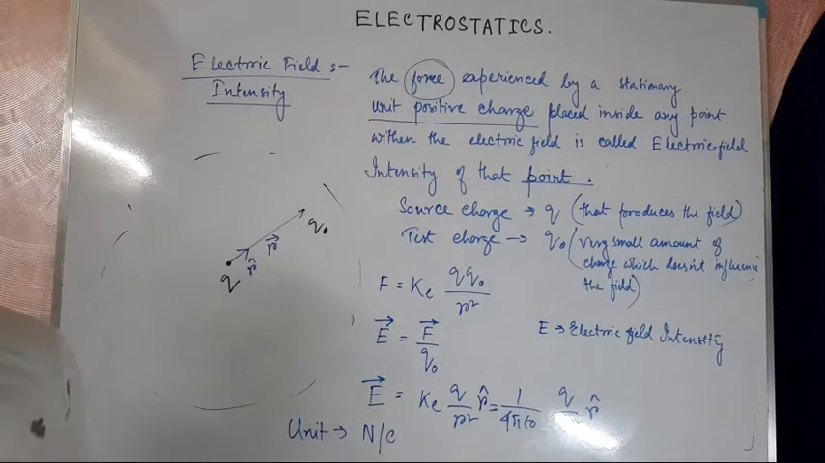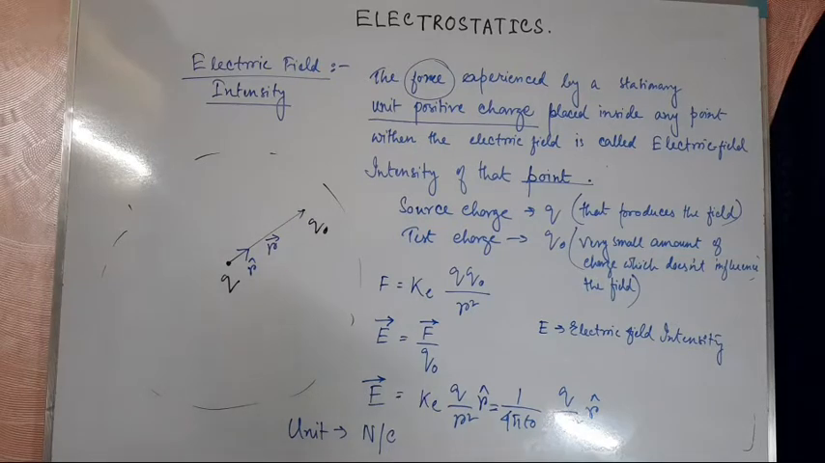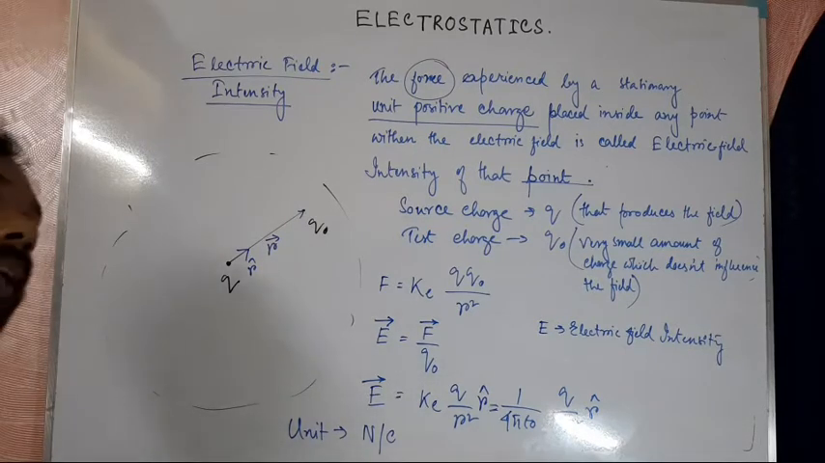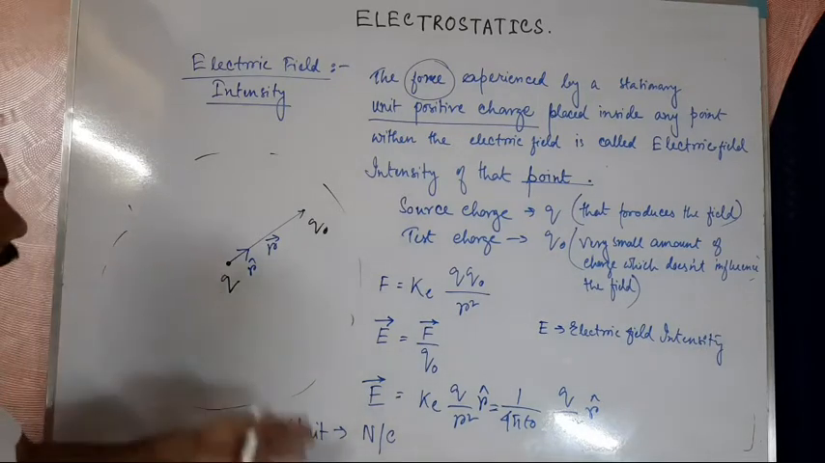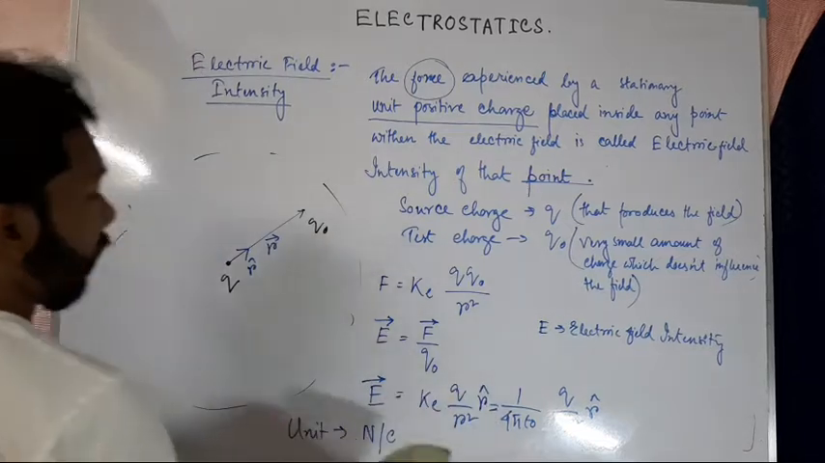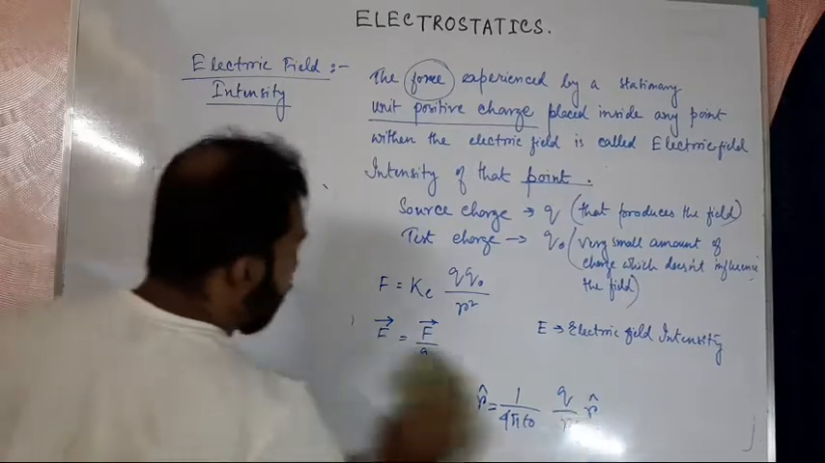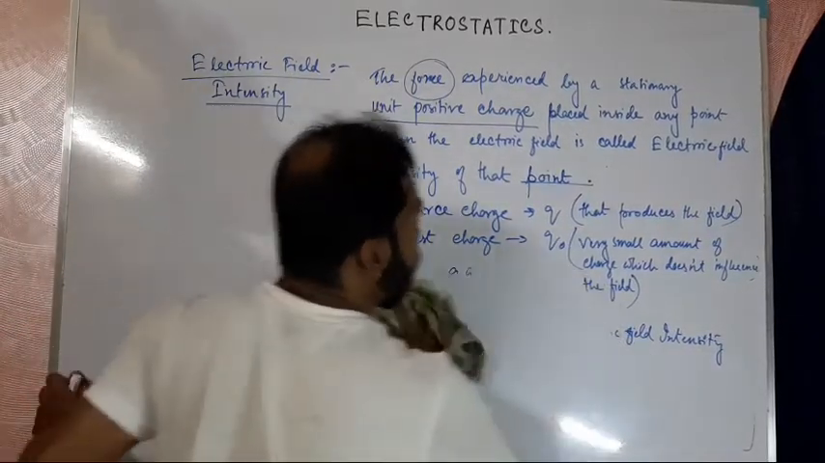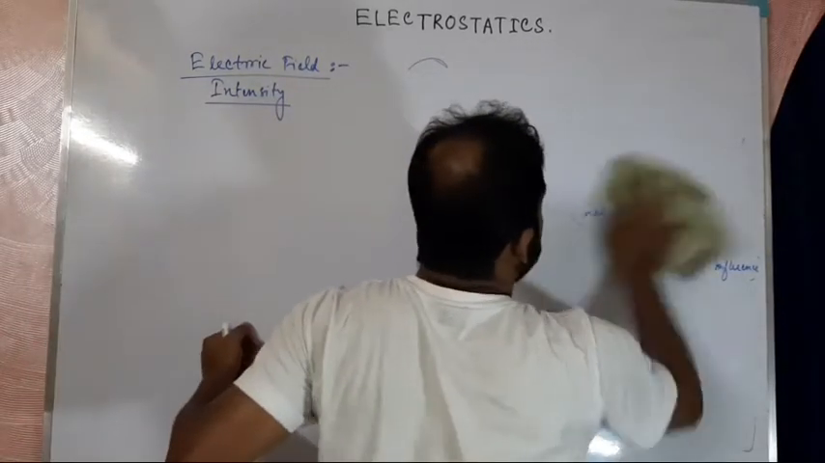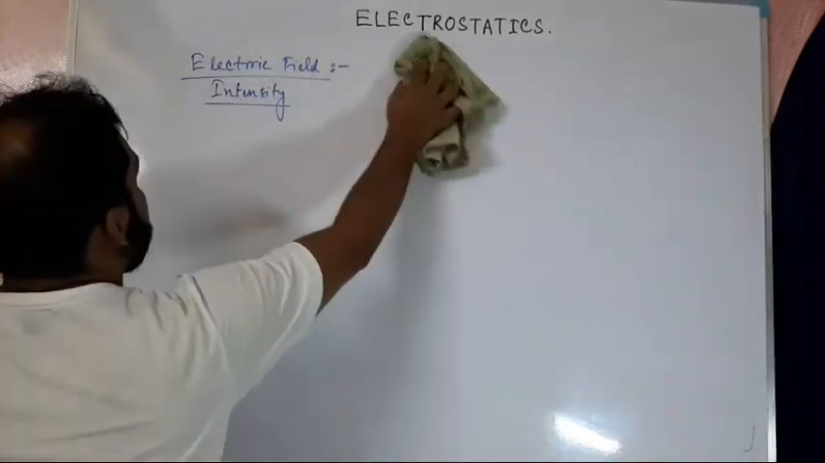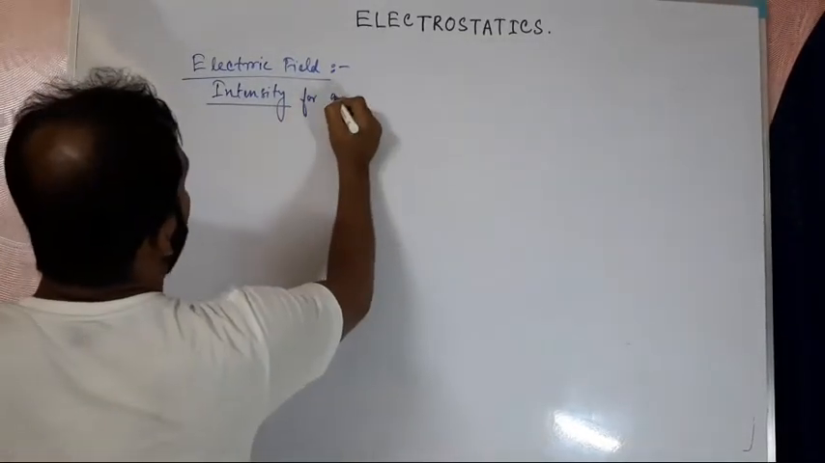So, we have just learnt about the electric field. What is electric field intensity? Now, we will find the electric field intensity for a point charge. Indeed, it is similar to the definition. Still, we are using it as an application of finding electric field intensity. So, let us find the electric field intensity for a point charge.